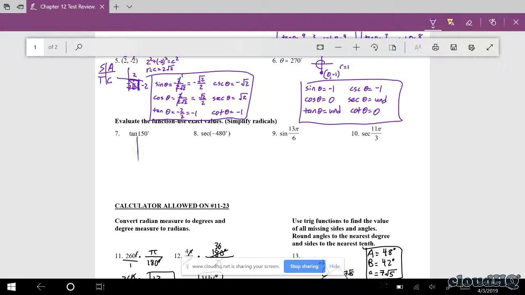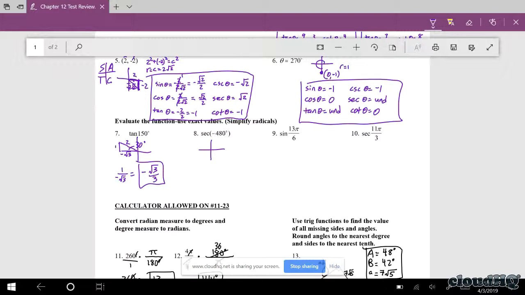All right, tangent of 150. 150 would be 30 degrees shy of 180. So it's a 1, square root of 3, to the left it's negative, and hypotenuse of 2. So tangent, opposite was 1 over adjacent, negative square root of 3. We need to rationalize, move the negative out front, negative square root of 3 over 3.